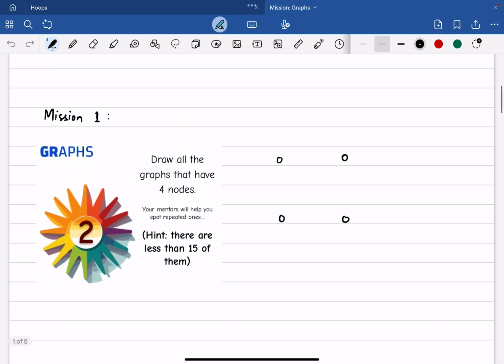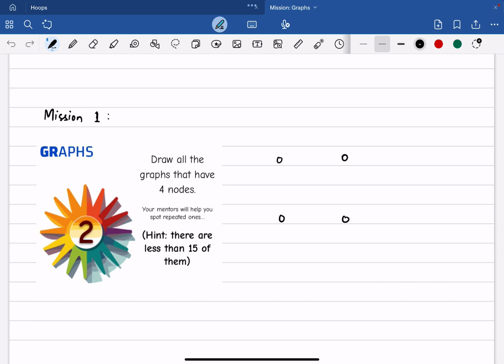Today we're going to solve a mission that's been given to us about graphs. And the sun with 2 in the middle means that solving this mission is going to earn us 2 suns. So, each sun can be thought of as a point. Okay, so what's the mission?